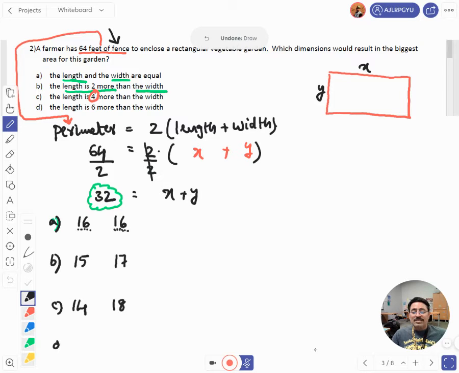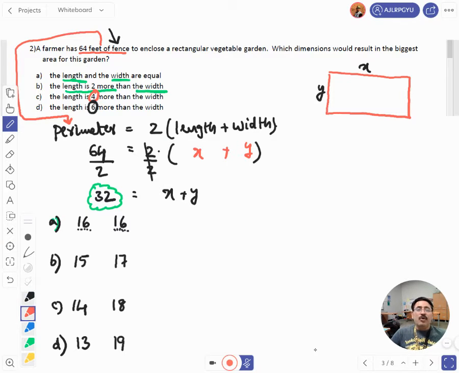Now, the last option is D. And this time here, it is 6 units more. 6 units more means half of 6. That gives me 3. Therefore, decrease 16 by 3, which gives 13. Increase 16 by 3, so that becomes 19. Now the difference of these two values is 6.